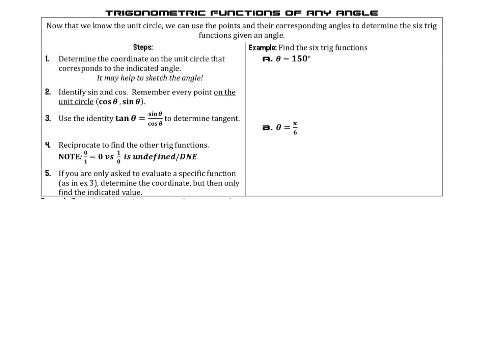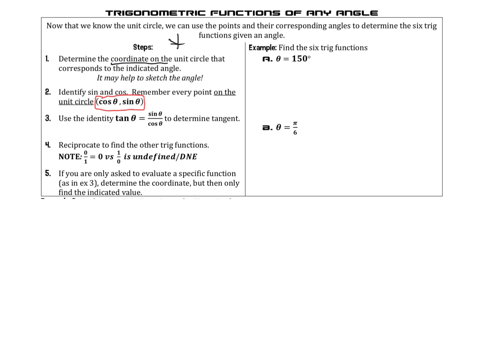If we're being asked to find the 6 trig functions, or really any individual trig function, given an angle that can be found on the unit circle, what we first want to do is determine the coordinate, the point on the unit circle that corresponds to what we're looking for. It may be helpful to sketch what that angle looks like to determine what that coordinate is. The next thing is to remember that every point on the unit circle, only on the unit circle, can be written as cosine, comma, sine.